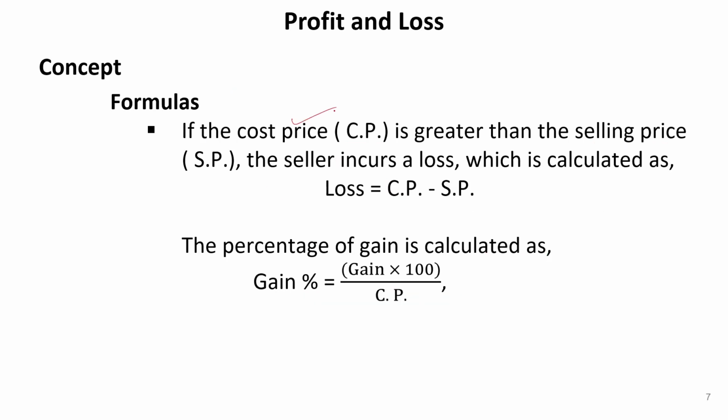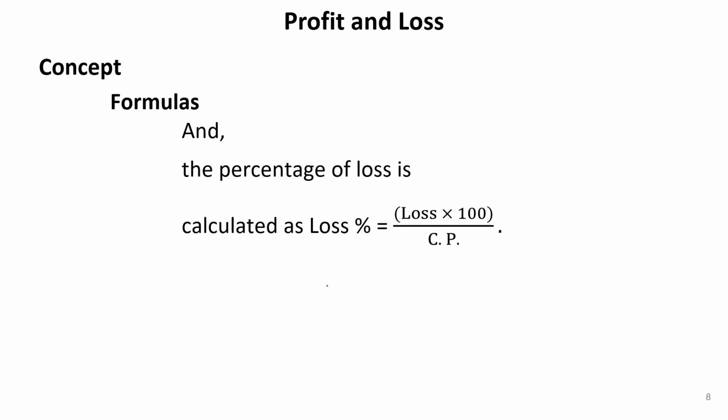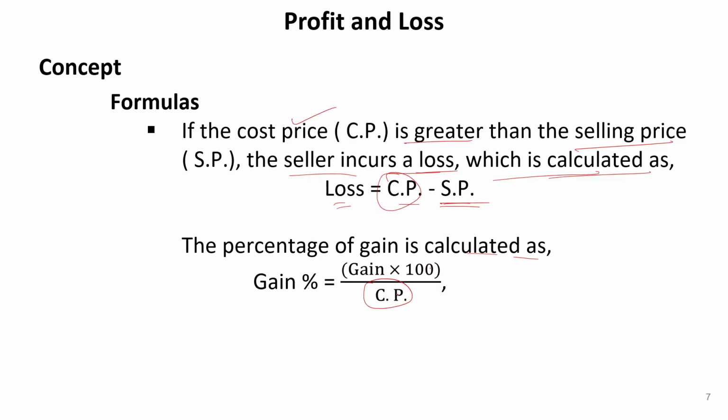If the cost price is greater than the selling price, then the seller incurs a loss, which is calculated as CP minus SP, that is, cost price minus selling price, equals loss. The gain percentage is calculated as gain into 100 divided by cost price, where gain is SP minus CP. The loss percentage will be loss into 100 divided by CP, the cost price.